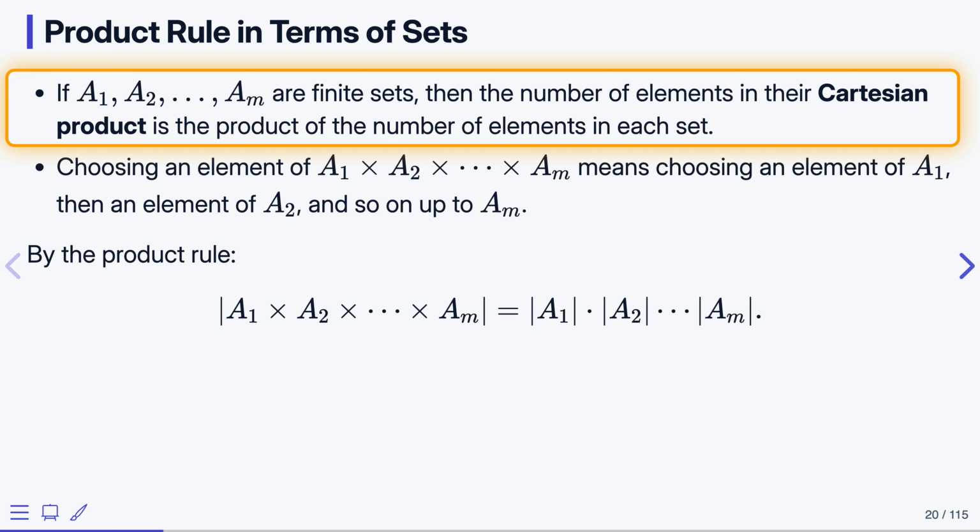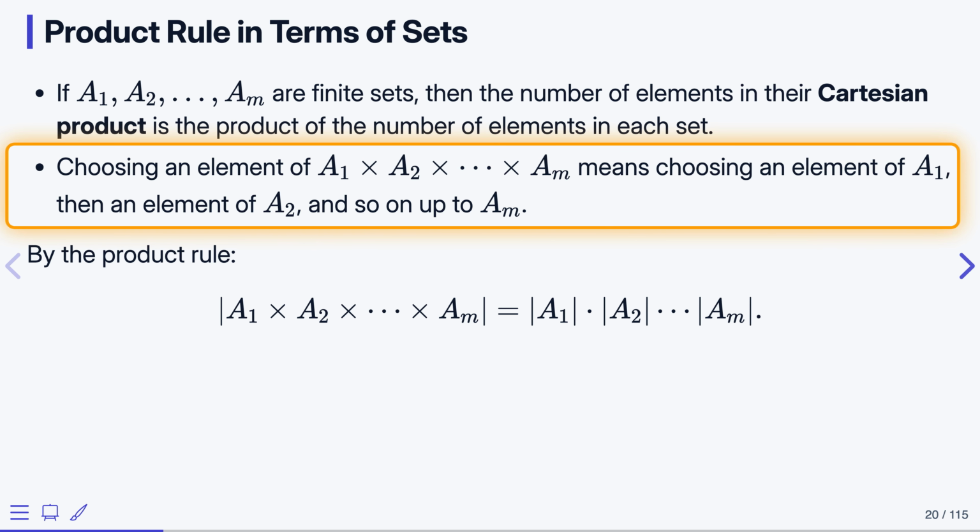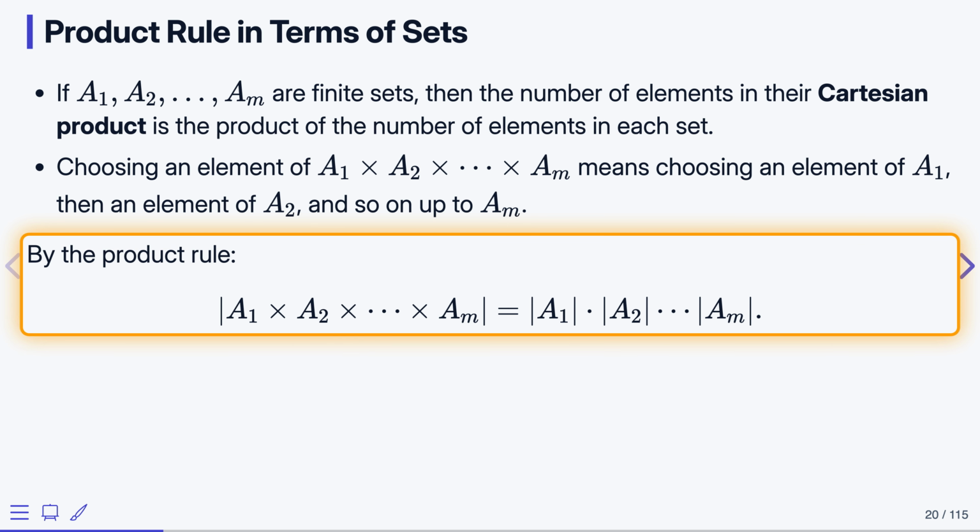We can say the product rule in the language of sets. Suppose a sub 1, a sub 2, and so on up to a sub m are finite sets. Their Cartesian product is the set of all ordered lists, one element from each set. To choose one such list, we choose an element of a sub 1, then an element of a sub 2, and so on to a sub m. By the product rule, the size of the Cartesian product equals the size of a sub 1 times the size of a sub 2, and so on, times the size of a sub m.